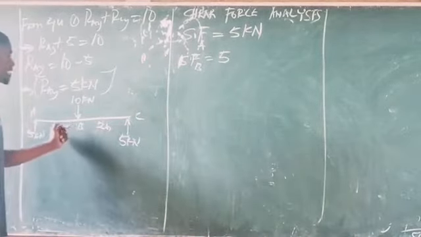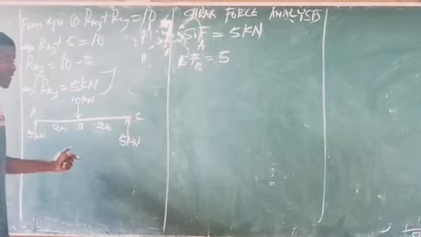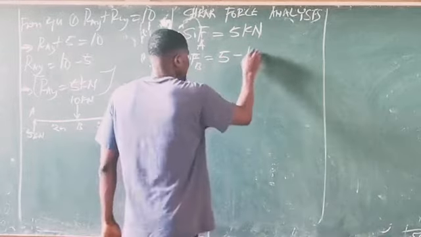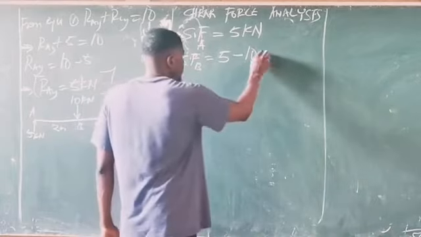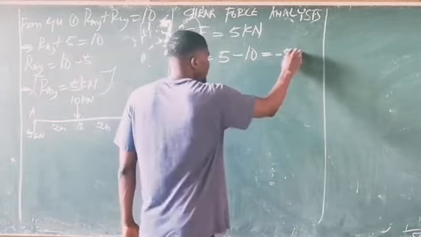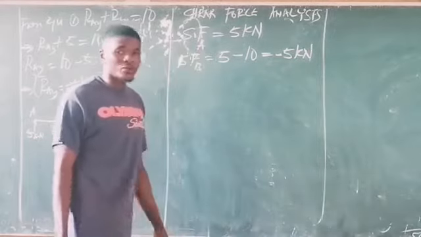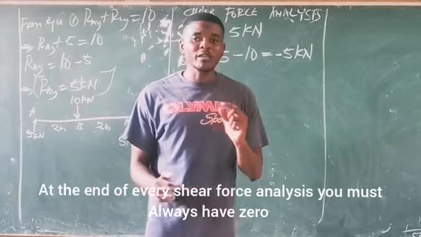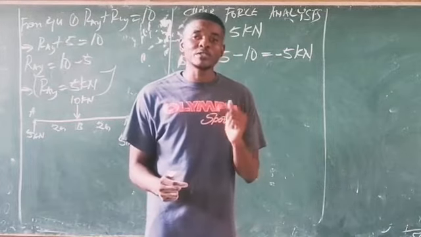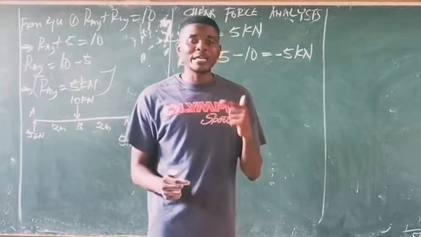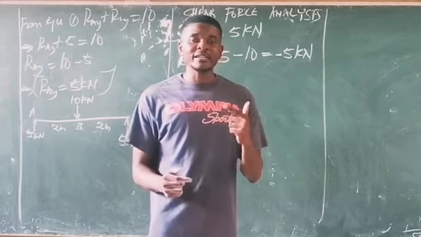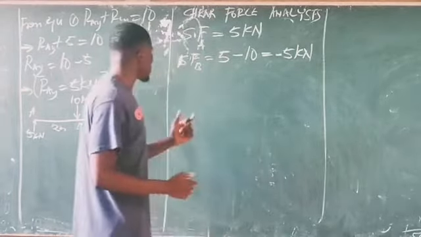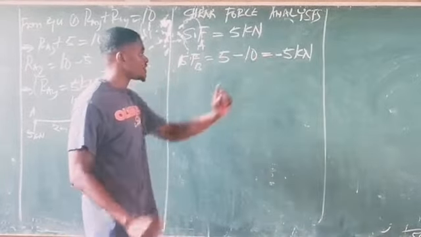At point B, we experience that there's a downward force of 10 kilonewtons. And that force is what? Downward, so it's negative. So we have minus 10. Okay, so of course, 5 minus 10 will give us minus 5 kilonewtons. Now, please take note. At the end of every shear force and bending moment analysis, we must always obtain 0. If you don't have 0, it means you're wrong. So at the end of every shear force analysis, at the end of every bending moment analysis, you must always have 0. Alright? So we have shear force at B is now minus 5 kilonewtons.